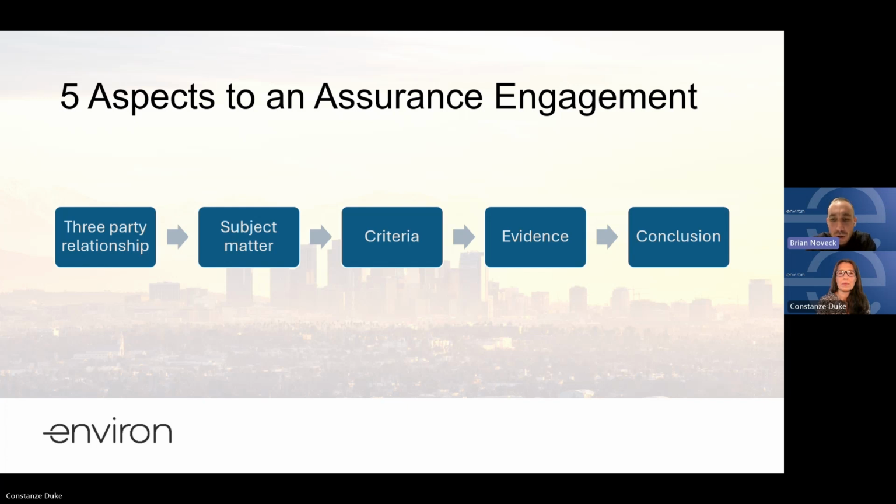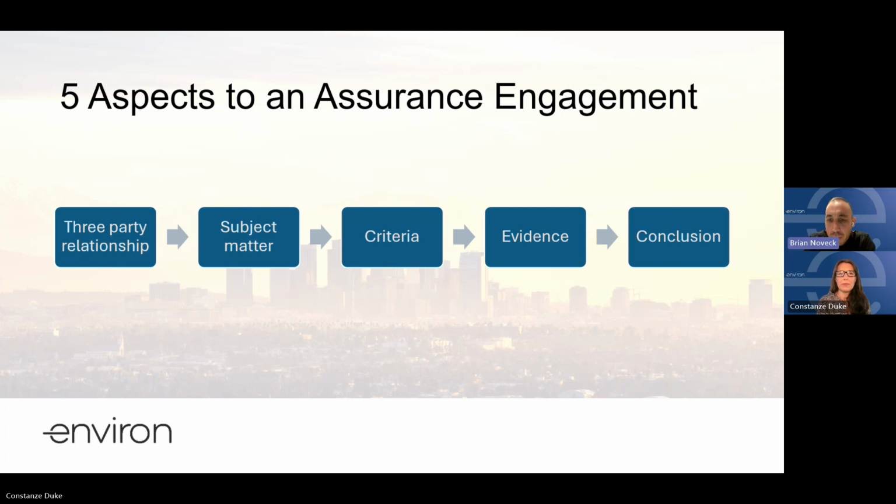The third aspect is suitable criteria. This is the standard benchmark or criteria to evaluate the subject matter. This is the Greenhouse Gas Protocol or perhaps even the regulation itself. Right now, signs are pointing to the Greenhouse Gas Protocol, but we're monitoring any specific rulemaking that may come about before year end.